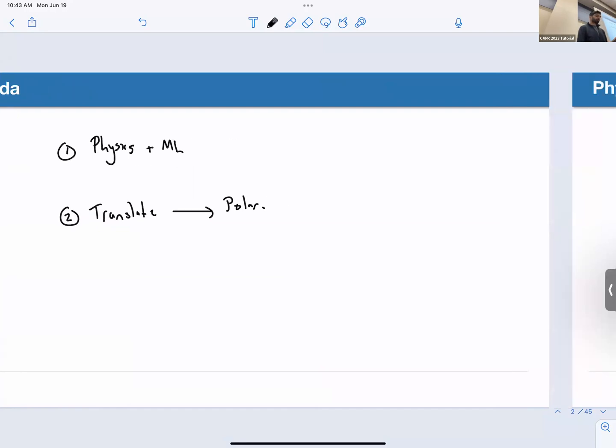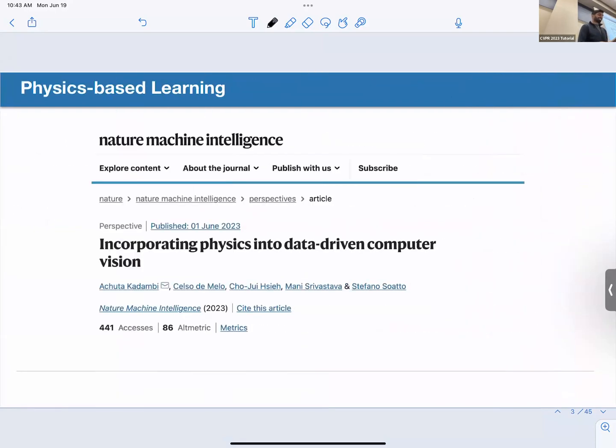So, what is physics-based learning? There's a lot to unpack there, and a lot of opinions on what physics-based learning is. We had a recent article in Nature Machine Intelligence with my colleagues, including Stefano Soatto, who's also here at CVPR. And basically, we summarize a few different areas of physics and computer vision and the way this is being incorporated. Now, the first step is that incorporating physics into vision is hard.